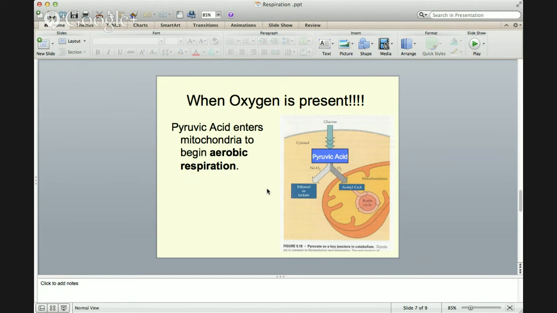Now, if oxygen is present, we take that pyruvic acid that was our product at the end of glycolysis, and it's going to move into the mitochondria. That's only if oxygen is present. If there's no oxygen, it stays out here and it does something else, which we'll talk about later.